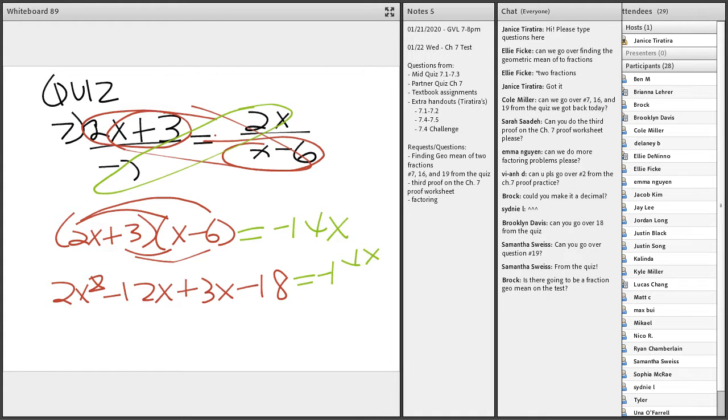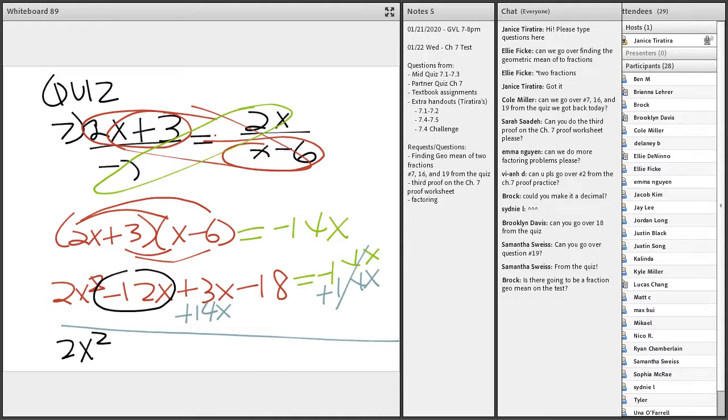From here, we need to get rid of the minus 14x. So we're going to move it to the other side. So plus 14x. All right, let's clean up this whole trinomial. It'll end up being a trinomial. So I have 2x squared. Then I have negative 12x, positive 3x, positive 14x. That ends up giving us 15. So plus 3x, 9. Wait.